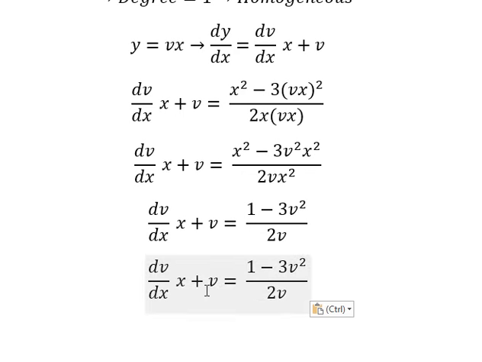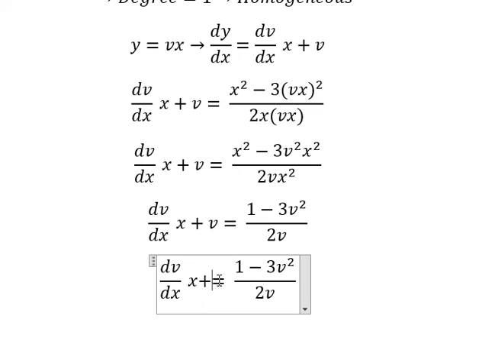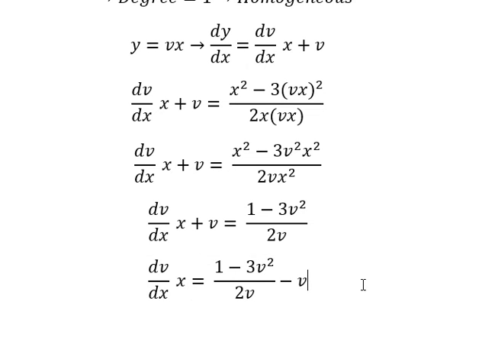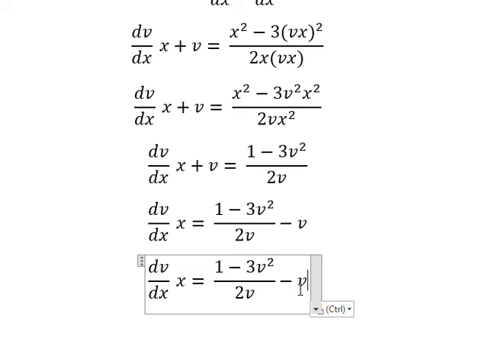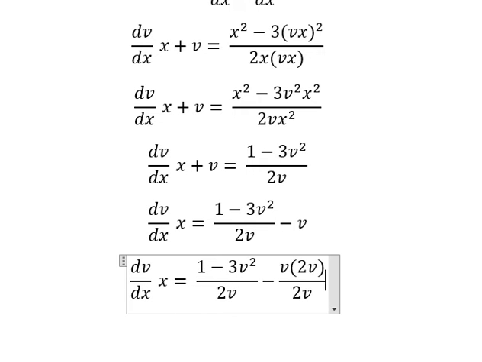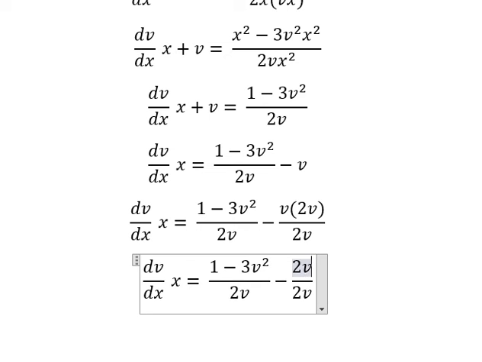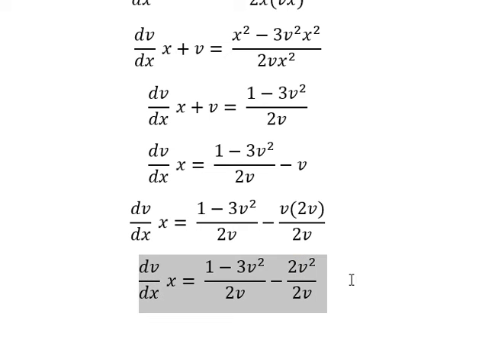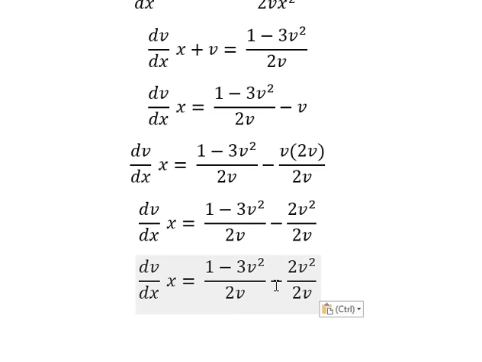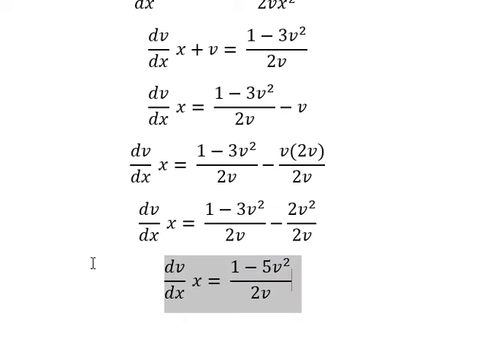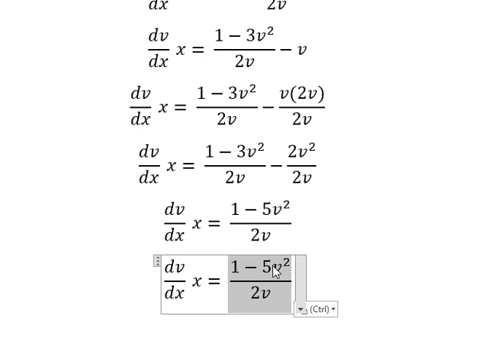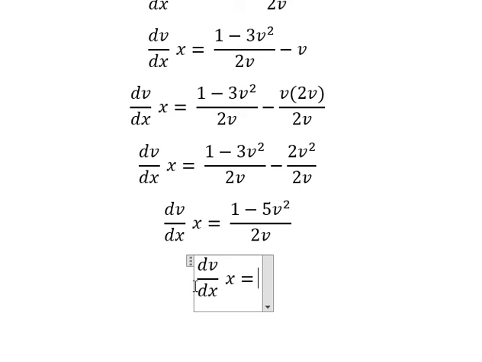Next v I will put on the right, and we have negative v. Later that we do common denominator. So this one we have 2v squared. Negative number 3, negative number 2, we have negative number 5. And this one I will put on the left, the x and dx we put on the right.